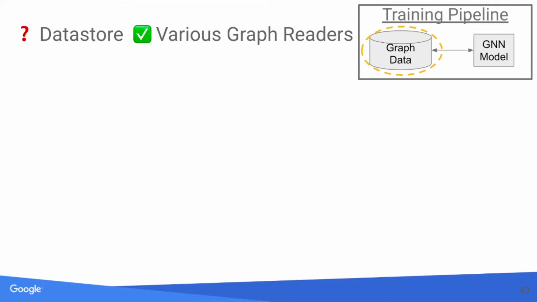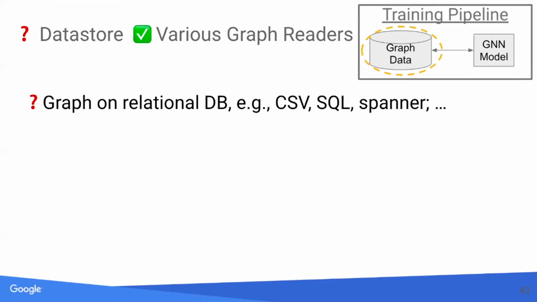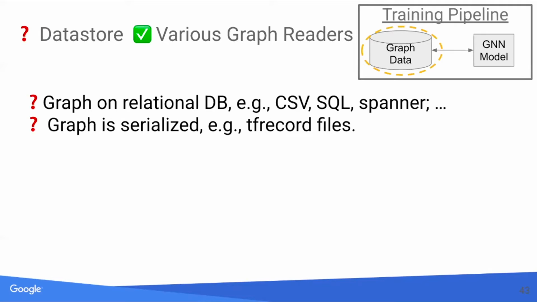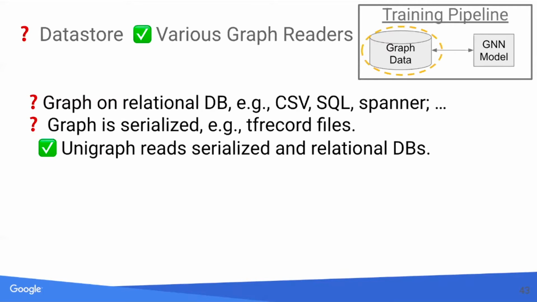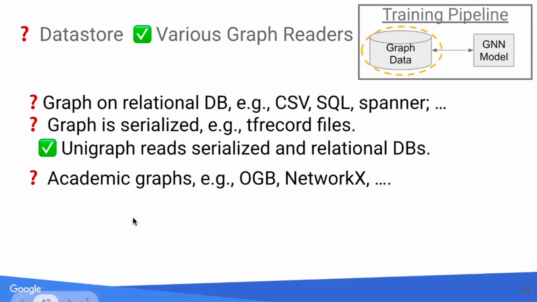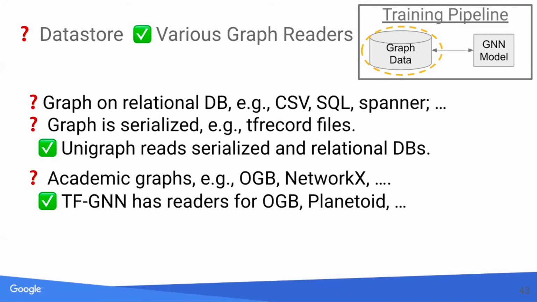The first consideration is the data store. Is your graph stored in a relational database? Maybe it's stored in a CSV file, in some SQL, or in some Spanner relational database. Or maybe your graph is serialized, so it may be stored as TensorFlow examples on disk. If you have any of those, then we have a unigraph data reader that allows you to read serialized or relational databases. Perhaps the graph you're interested in is an OGB graph, a NetworkX graph, or some other academic graph. We also have a lot of readers for these academic graph datasets.